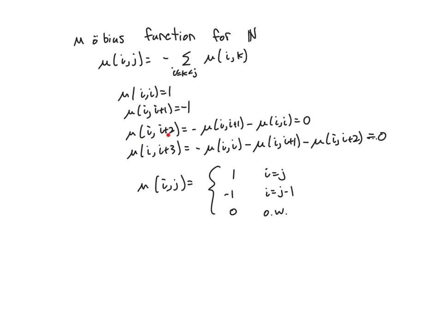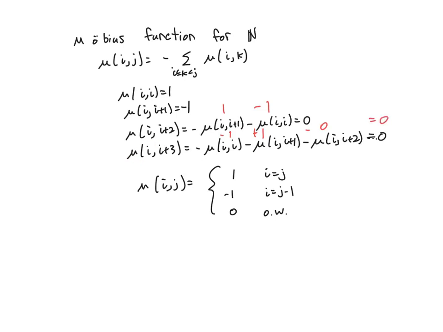Now let's compute mu of i, i plus 2 by the summation. These are the two terms with the negative signs. Mu of i, i plus 1 is negative 1. Mu of i, i is 1. And so here we get 1 minus 1, which is 0. Similarly, if we look at mu of i, i plus 3, there are only 3 terms in this summation. This first one is 1. The second one is negative 1, and this last one is 0. And then when you negate them, you get negative 1 plus 1. So we see you get 0.